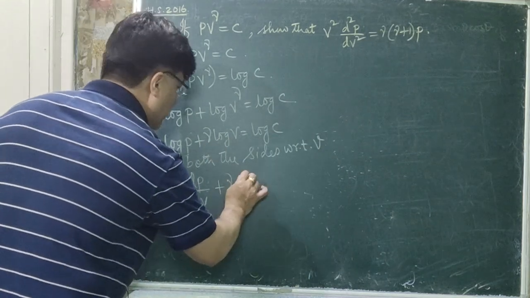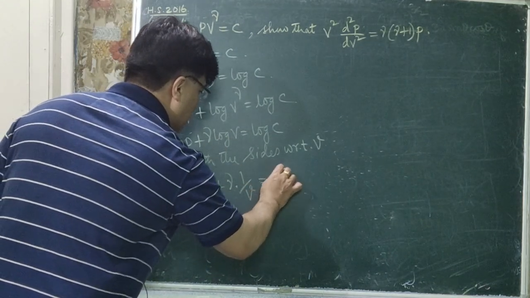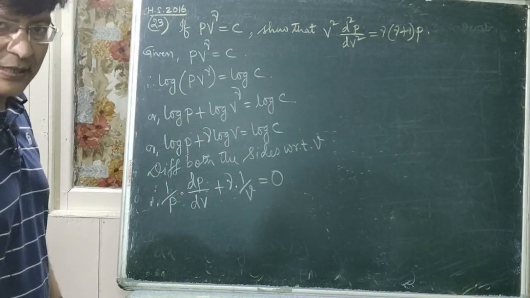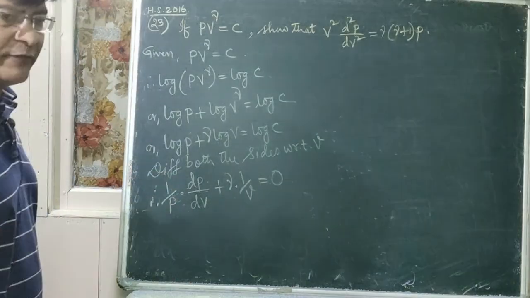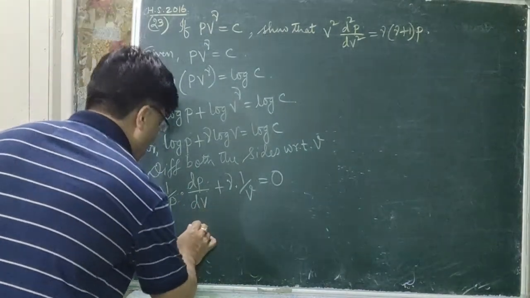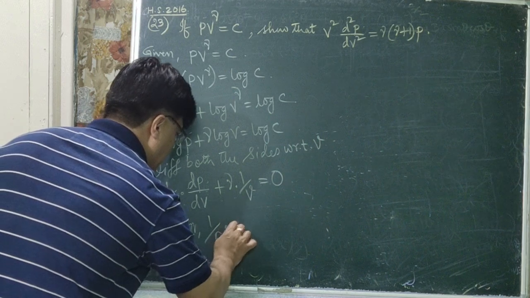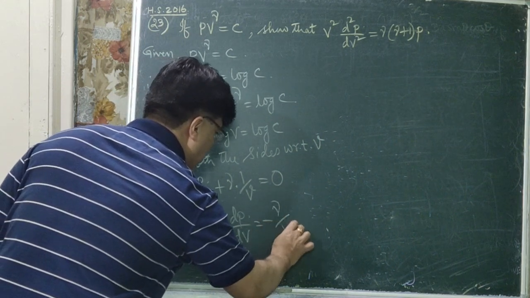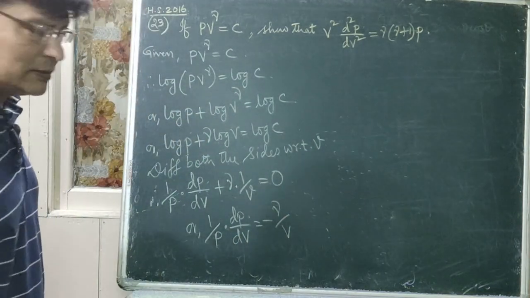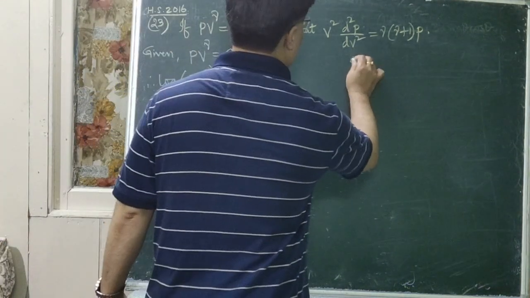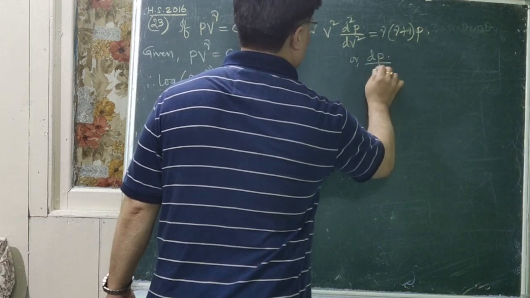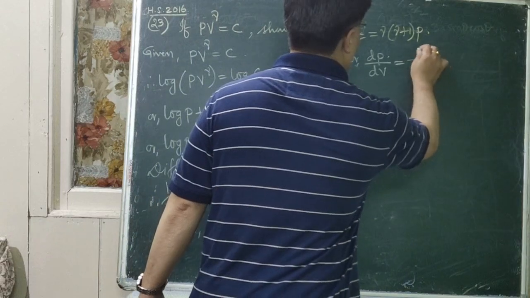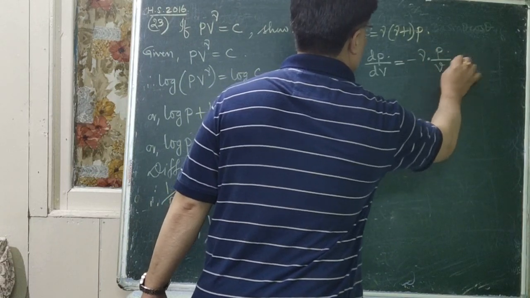What is the differentiation of log v? 1 upon v is equal to, for log c it is constant, so its differentiation is 0. Is that clear? So now let us find out the value for dp by dv first, or 1 upon p into dp by dv is equal to minus gamma by v. So now what is the value for dp by dv? It is dp by dv is equal to minus gamma into p by v.